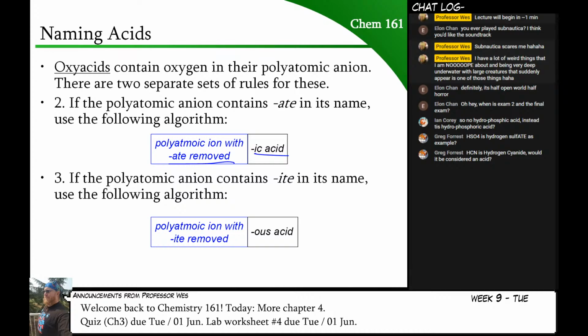So for naming oxyacids, it's actually quite simple. You're just going to take off the ate or the ite and replace it with the correct suffix. We do not have oat. This is not Raffi. We do not do opples and bononos here. We ate and we ite. That's it.